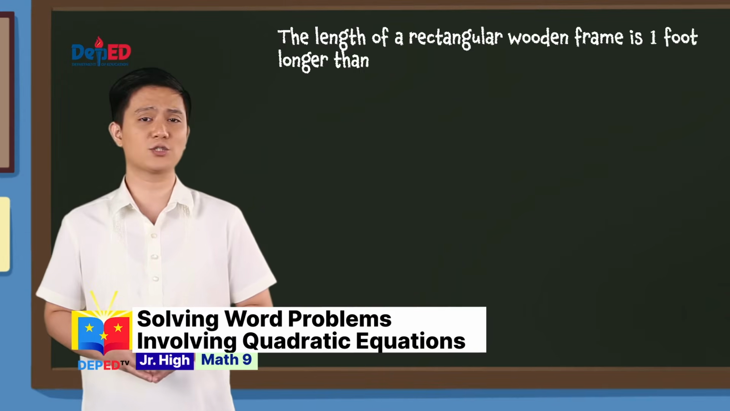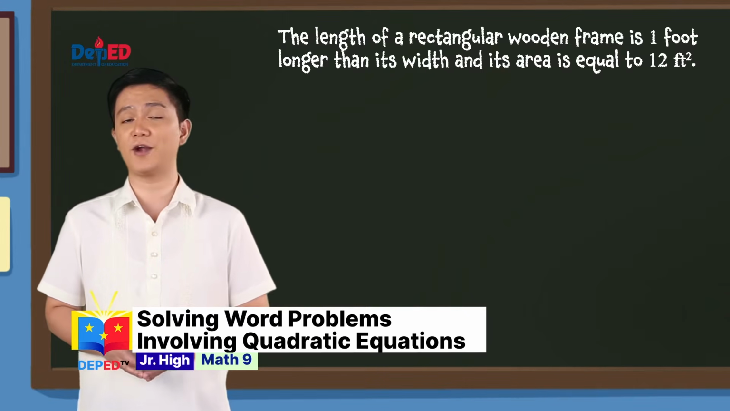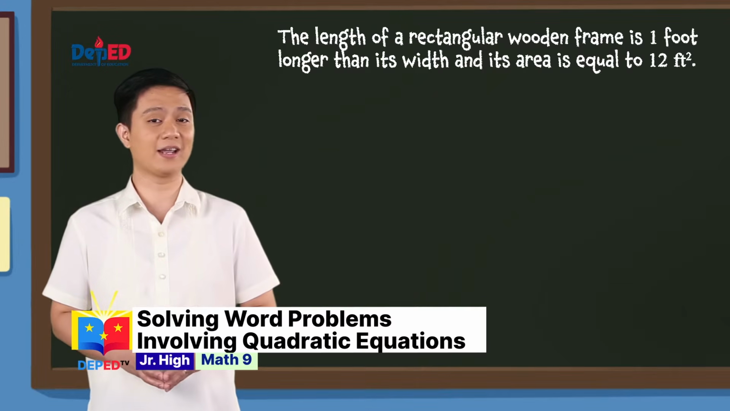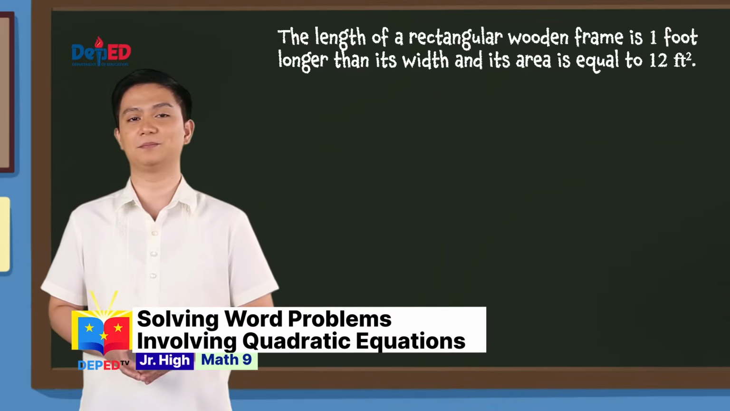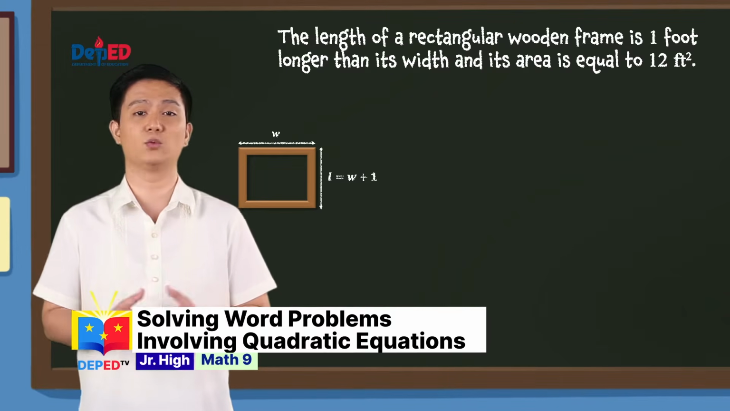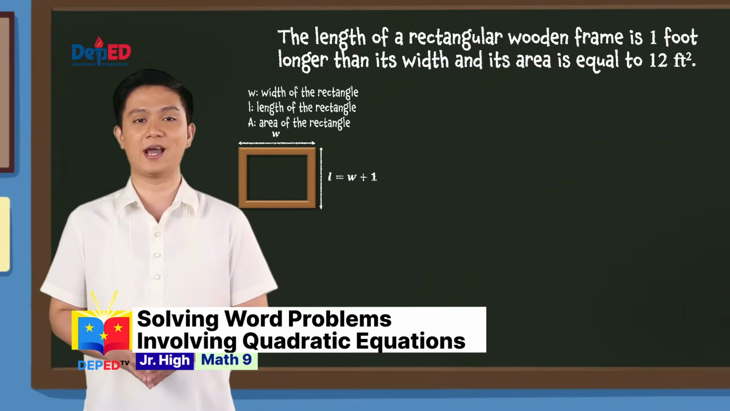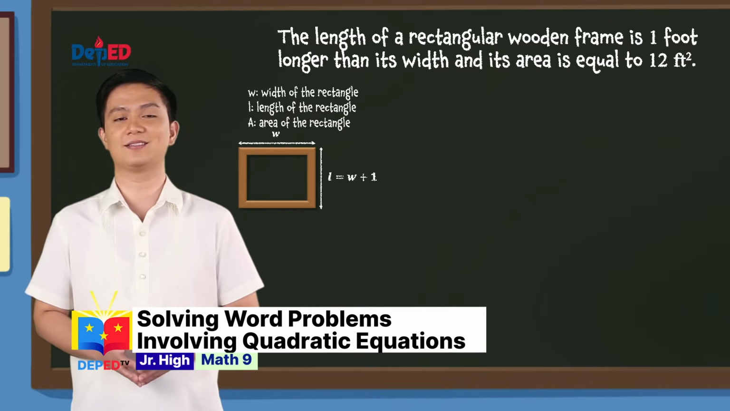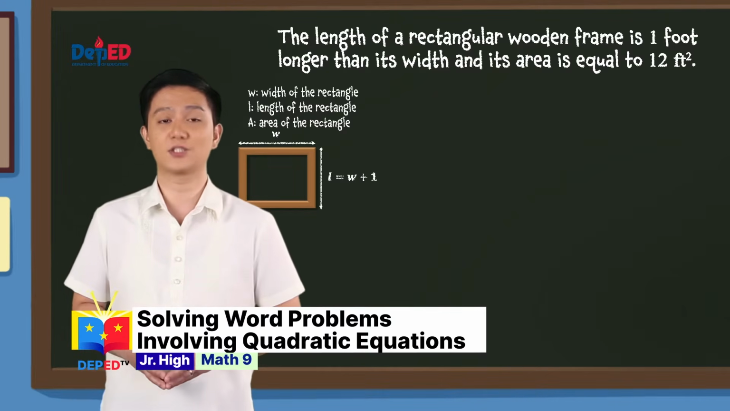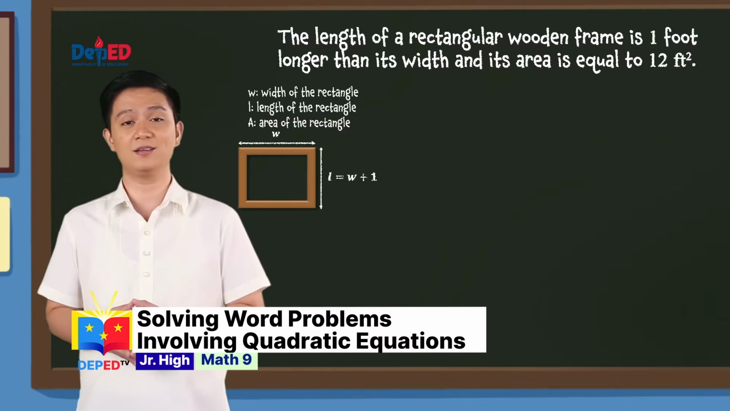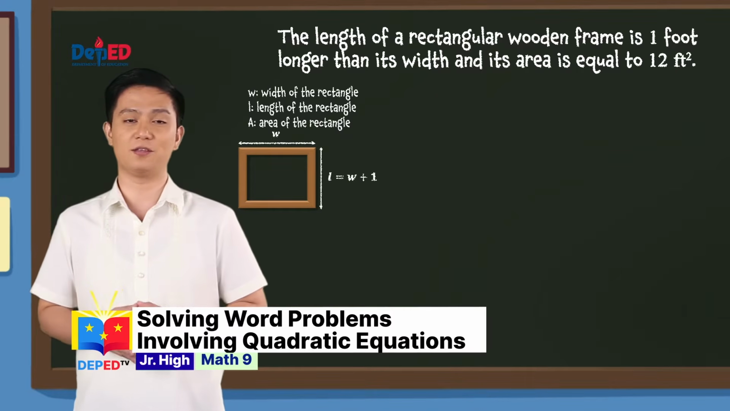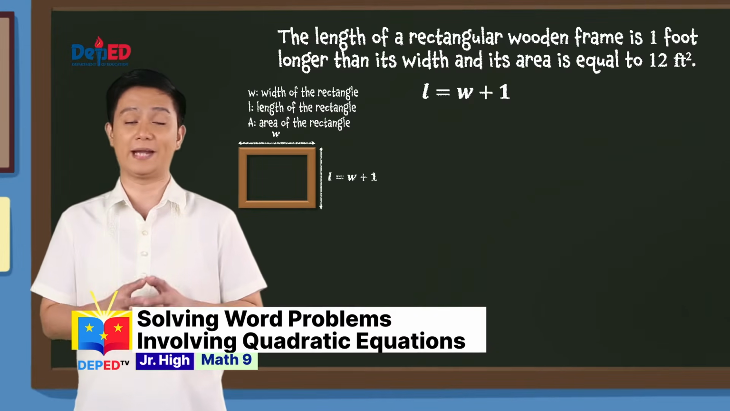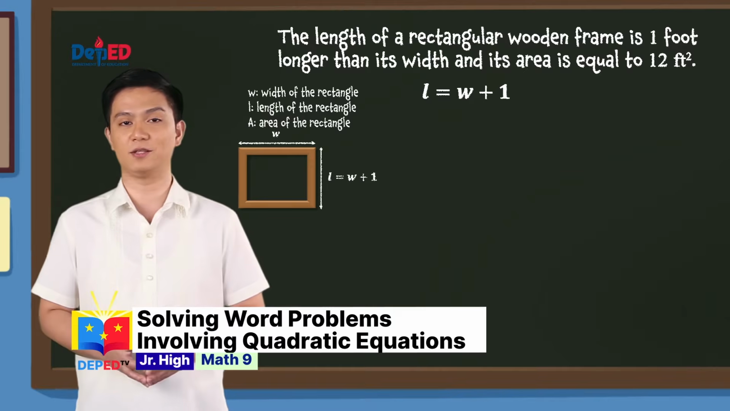Now, in sentence number 1, the length of a wooden frame is 1 foot longer than its width, and its area is equal to 12 square feet. Since the length and width are in feet and the area is in square feet, we may omit the units in representing the quantities. So the length is described in terms of its width and is specified to be 1 foot longer than its width. Hence the equation L equals W plus 1, where L is the length and W is the width.